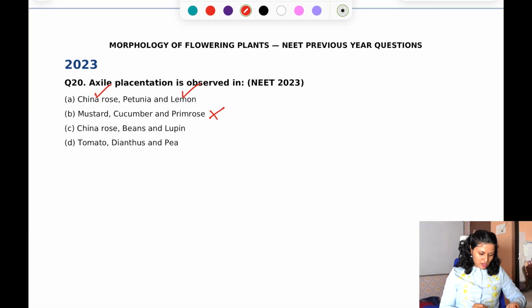Mustard, no. China rose, beans, no. Pea, no. So China rose, petunia and lemon. Petunia example I think they have added from the Solanaceae family which has axile placentation. Wow, what a nice question this is. I like this question. So they have not added these 3 examples from axile placentation concept. They have added this petunia example from Solanaceae family examples. That family has axile placentation. Okay, so option A will be correct for question number 20.